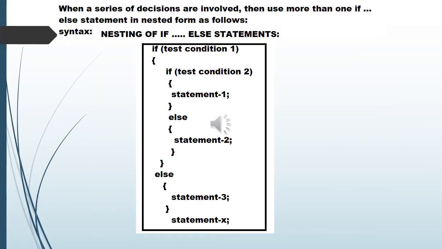When a series of decisions are involved, then use of more than one if-else statement in nested form is as follows. If test condition 1 is true, again it will test condition 2. If test condition 2 is true, statement 1 will be executed. If test condition 2 is false, the else part, statement 2, will be executed and statement X will be executed. Suppose test condition 1 in the beginning is false, it will directly come to the else part and statement 3 following the statement X will be executed.